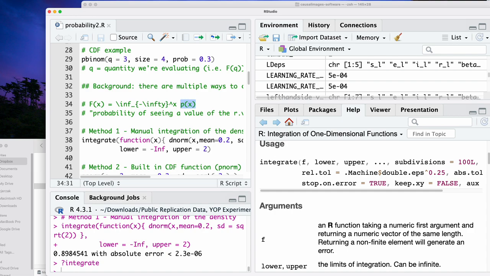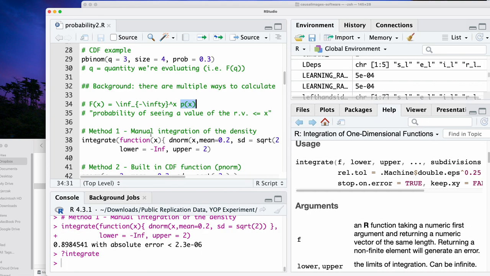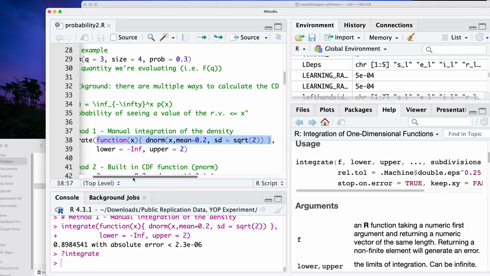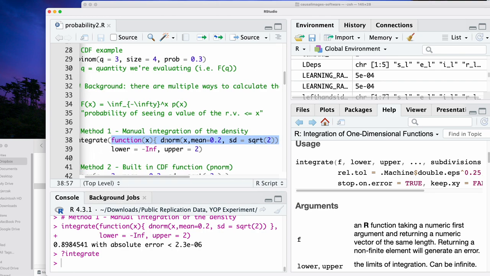So in this context, f is p of x. It's a little bit confusing, I know, but basically the function that we're integrating is this p of x function. So we literally just write the function, f of x, and we just wrote a little function here. F of x, dnorm x comma mean 0.2, standard deviation square root of 2. So this defines the density that we're going to integrate over to then get the CDF.